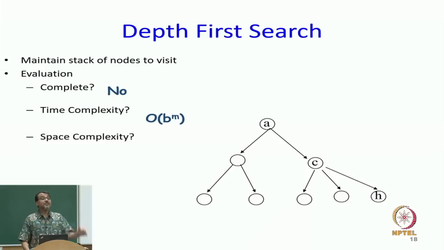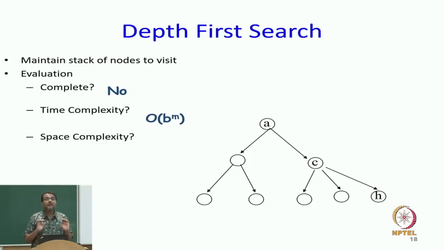b to the power m. What is your name? Vedant. Vedant says b to the power m. Any node that I visit, I should keep in memory. Is that what depth first search does? Why would it keep everything in the memory? It does not. What does it need to keep in the memory so that it can run the depth first search algorithm? Only the current path, but a little bit more.